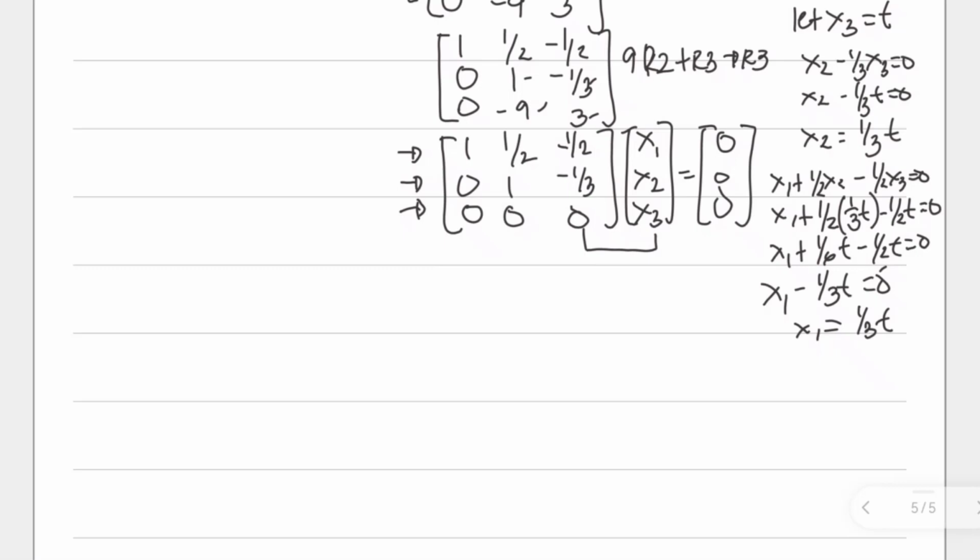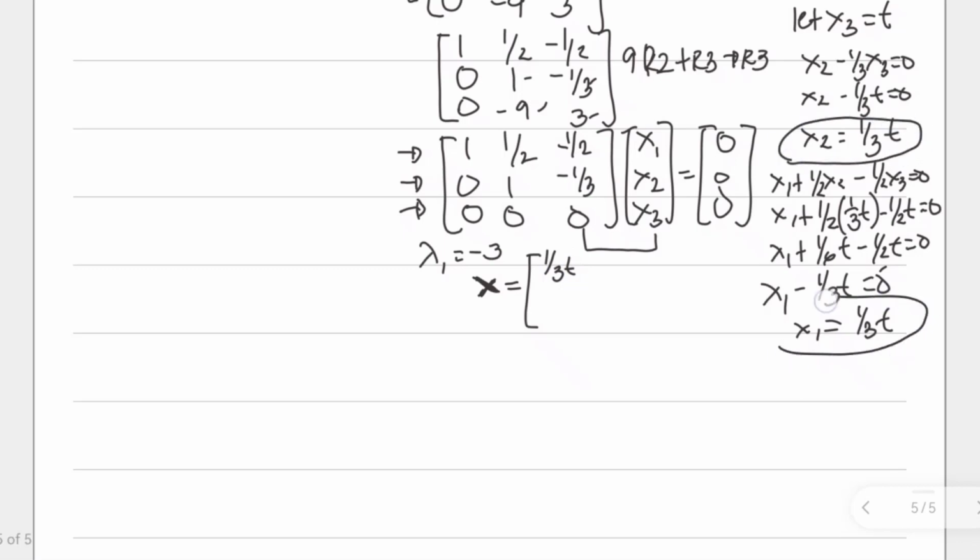Here, we consider there's only one vector. This is very clear. Our eigenvector for the eigenvalue, which is negative 3, is equal to, you have this, our x sub 1 is 1/3 of t. Our x sub 2 is also 1/3 of t. And our x sub 3 earlier represented by t. Factoring t, you'll have 1/3, 1/3, and then 1.